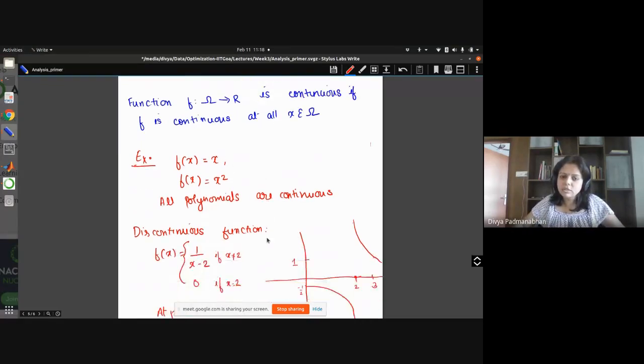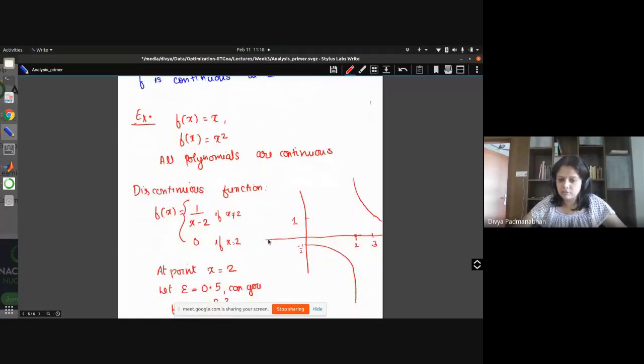A discontinuous function, an example is what I've constructed here. Say f of x is 1 by x minus 2 when x is not 2, and it is 0 if x is equal to 2. The function looks something like this. At the point 0, the function value is minus half, and it keeps going lower and lower, going very far down in the negative sense.